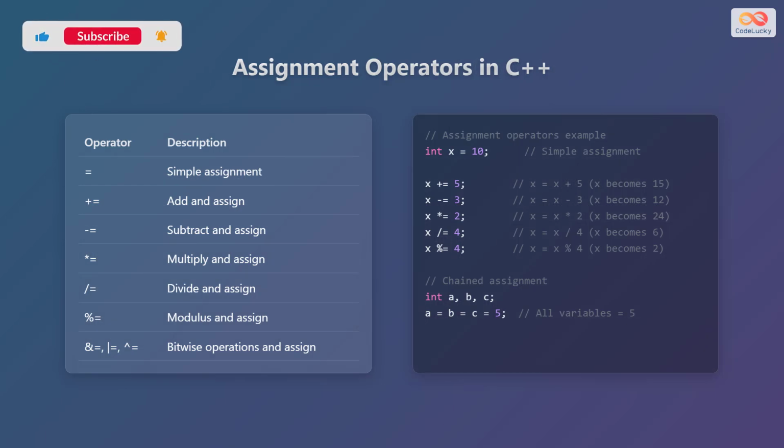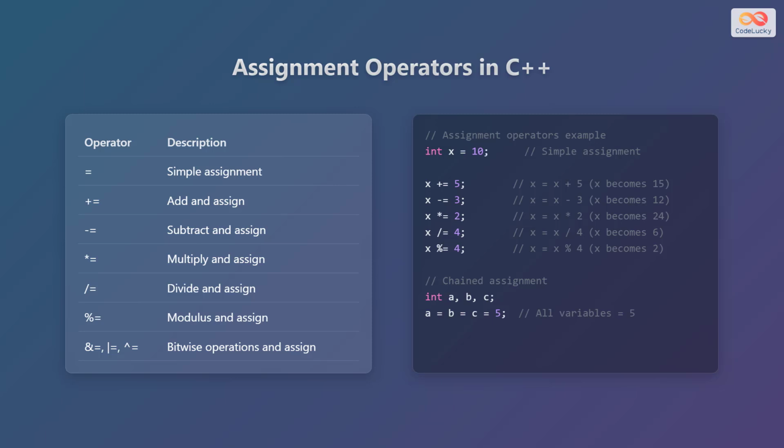Let's move on to assignment operators in C++. These operators are used to assign values to variables. The most basic assignment operator is the equals sign, which simply assigns the value on the right to the variable on the left. In addition to the basic assignment operator, C++ provides compound assignment operators that combine an operation with assignment. For example, plus equals adds the right operand to the left operand and assigns the result to the left operand. Similarly, minus equals subtracts the right operand from the left operand and assigns the result to the left operand.